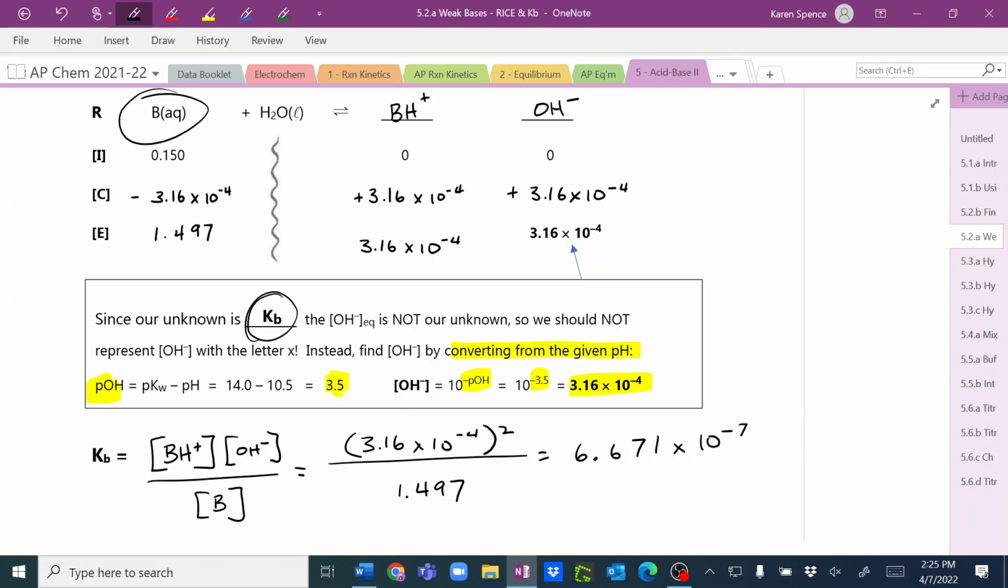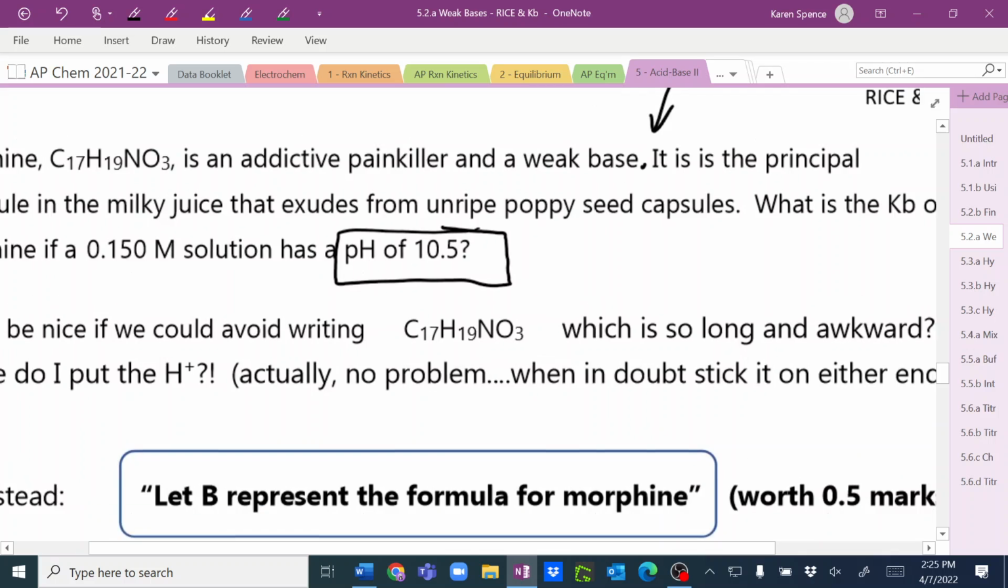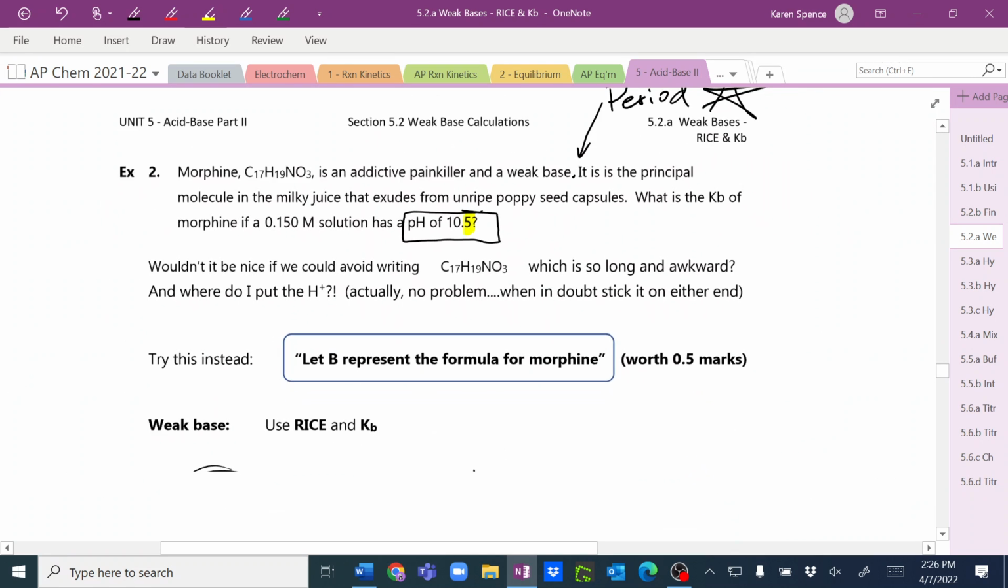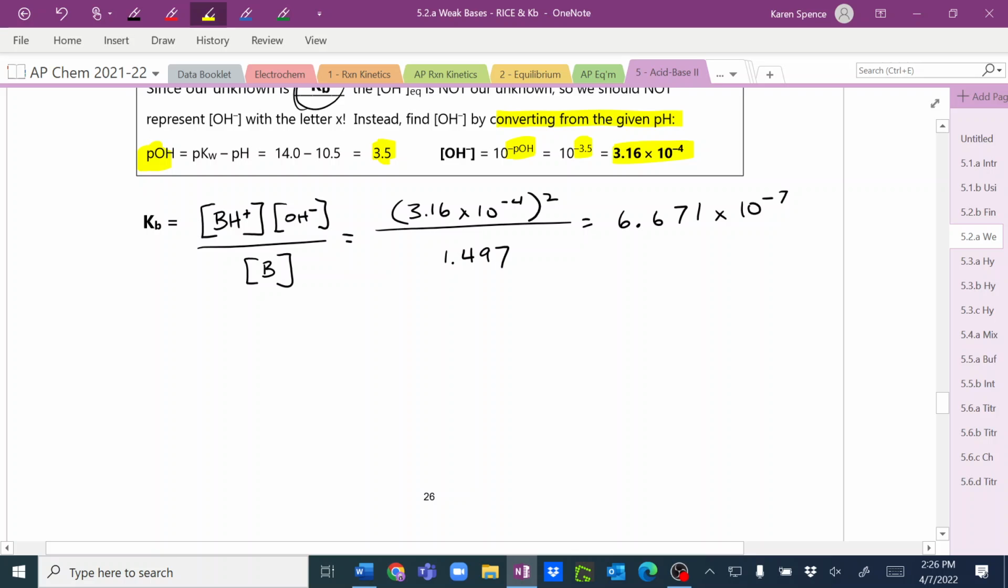Ooh, that's a good question. How many sig figs? Go back to your question and ask, what am I working with here? 1, right? Because our pH only had 1 sig fig, so we can only have 1 sig fig in our answer.